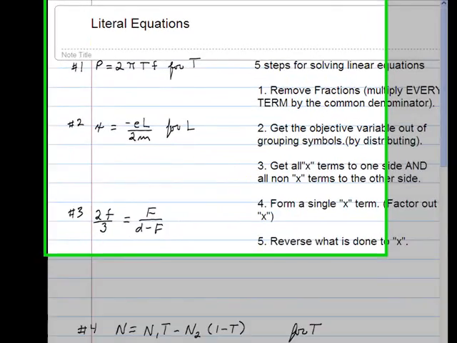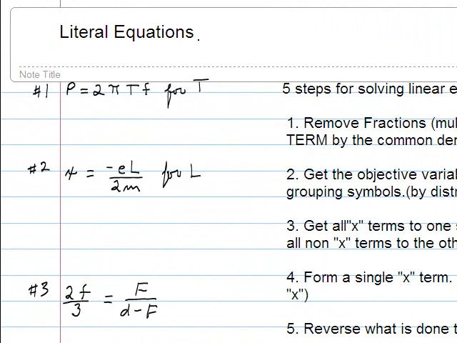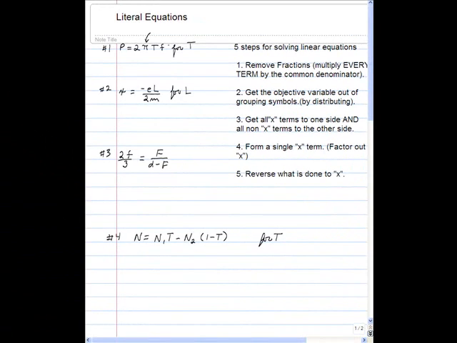This podcast is on the topic of literal equations. Literal equations are equations with many letters in it. Like, for example, in our problem 1, we have the letter P, the letter T, and the letter F. Now, pi, this symbol here, is not actually considered a letter. It's considered a mathematical constant. It's the number of diameters that it takes to go around a circle.